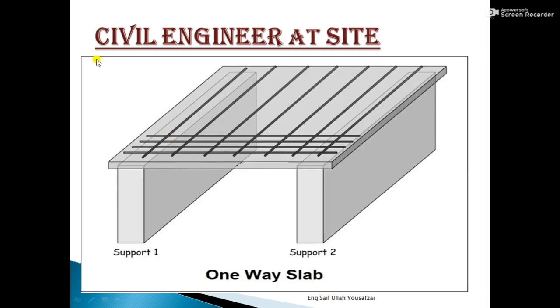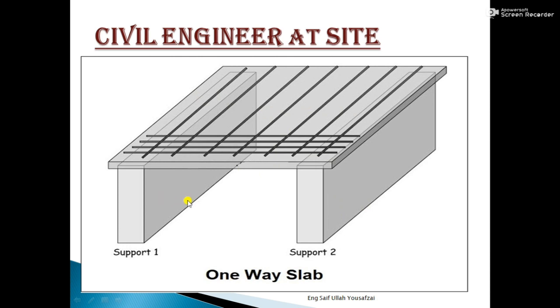So go ahead. This is a clear picture of a one-way slab. Here you can see clearly that this is support number one, and this is support 2. As we have already told you, the supports are on opposite sides. So the main bars, the main reinforcement, will be in the shorter direction. These are the main reinforcements or main bars, and the distribution reinforcement will be in the transverse direction. So these are the distribution bars. So guys, you have clearly seen the one-way slab picture.